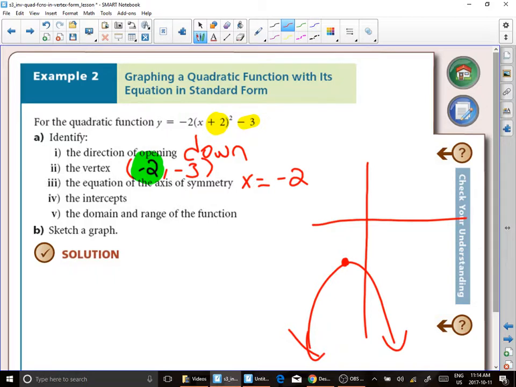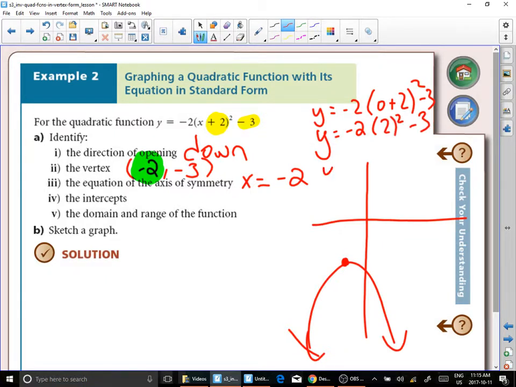Well, if you ever want to find out what an intercept is, you plug in 0 for the other variable. And when we're talking about quadratics, the y-intercept is always easy to find. The x-intercept is always trickier to find. So here's what we're going to do. We're going to plug in x equals 0 to find out what y is. So that would be y equals -2(0 plus 2) squared minus 3. So y equals -2. This will be 2 squared in the bracket minus 3. y equals 2 squared is 4 times -2 is -8. Take away 3. y equals -11.